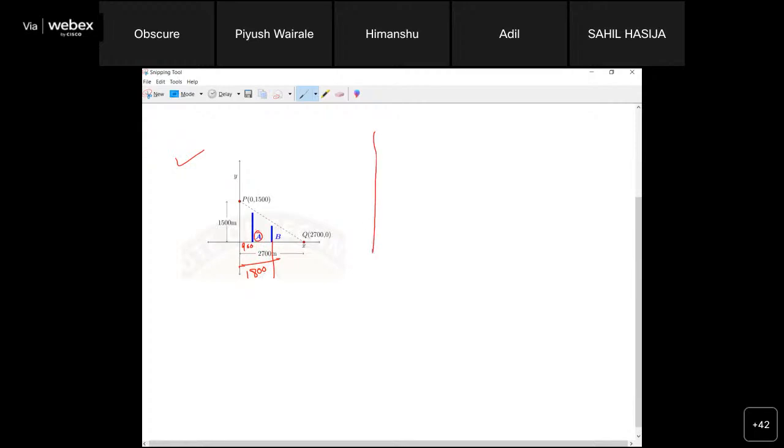I can say that this is my trajectory of the aeroplane, right? And this is my tower. So basically, I can assume this as a straight line, a vertical line, at a distance of 900. So basically my equation of this line will be x equals 900 only, that is x minus 900 equals 0, right?